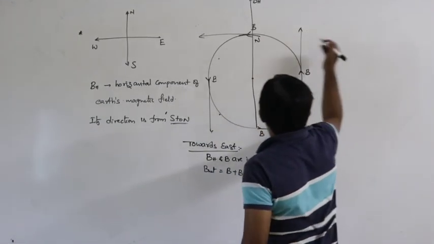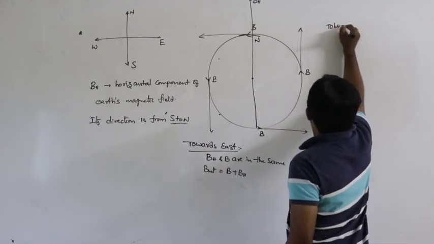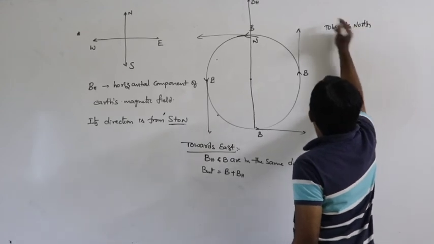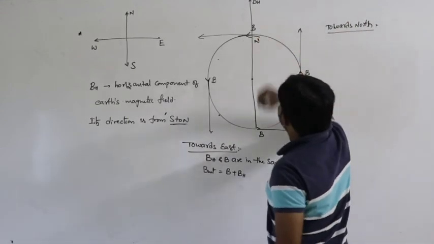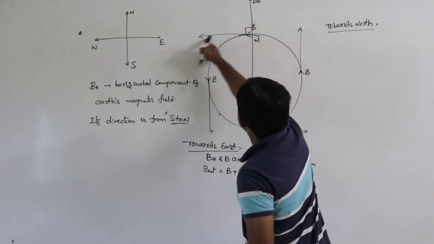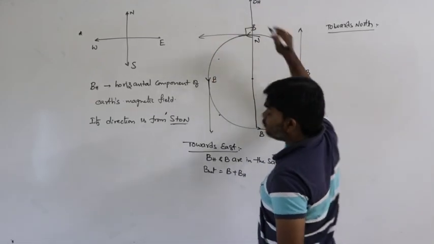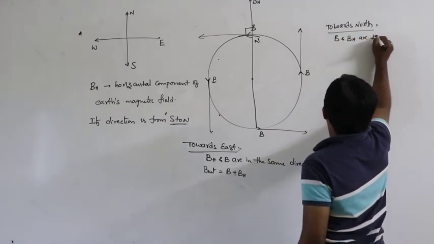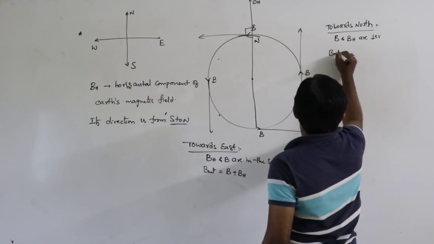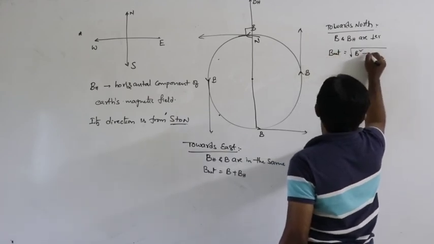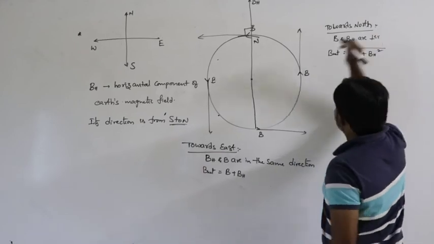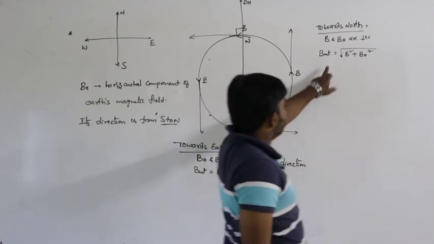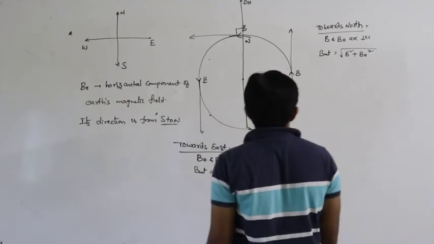Next, towards north, at this position, B and BH are mutually perpendicular. This is the direction of B and this is the direction of BH. Therefore B net is equal to the square root of B squared plus BH squared.